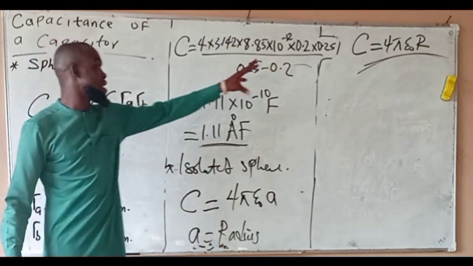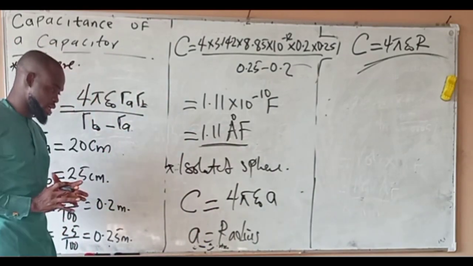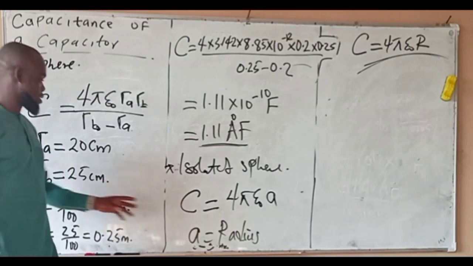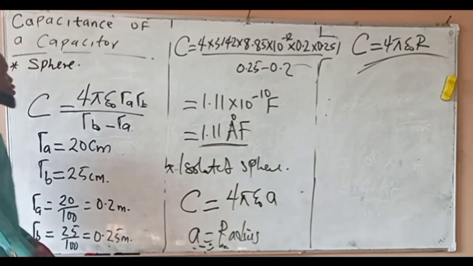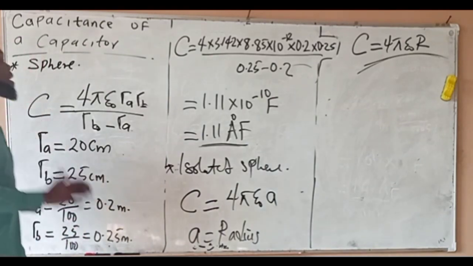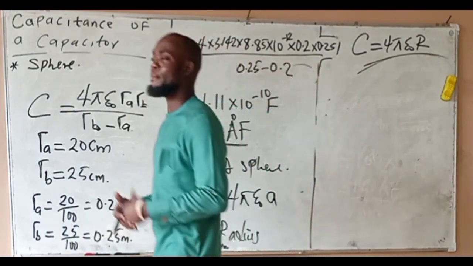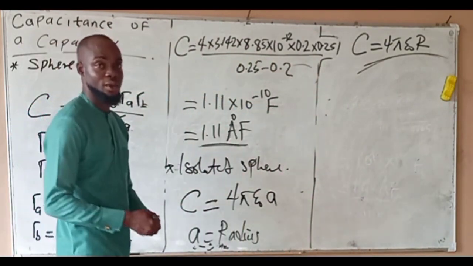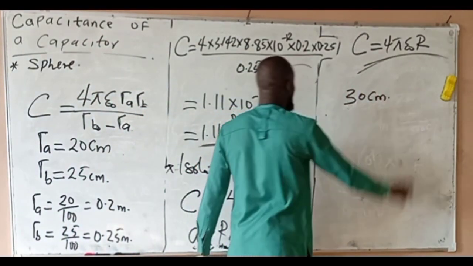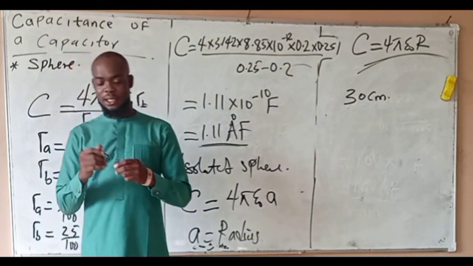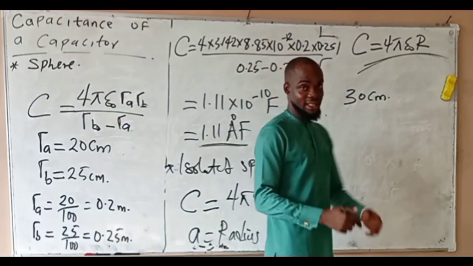So this is how you define the capacitance of an isolated sphere capacitor. You just check the name. A means radius, or you write it that way where R also means radius. Let's answer this question. Obtain the capacitance of an isolated sphere of radius 30 cm.